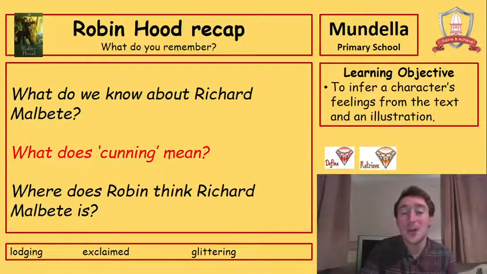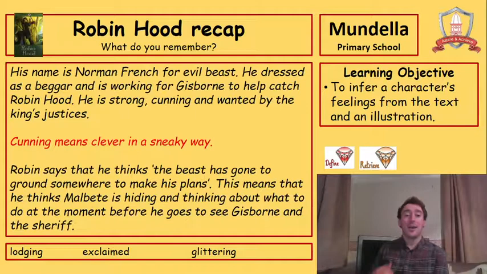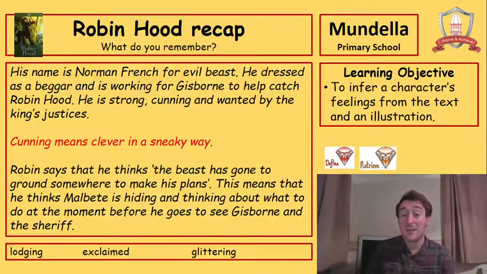And then once you've come up with an answer for each, then we'll check the answers against mine. Okay, pause the video and then unpause when you're ready to check, because we will have a check in 3, 2, 1, now. Okay, so we know that Malbeat's name is Norman French for evil beast, because Friar Tuck told us. He dressed as a beggar and is working for Gisborne to help catch Robin Hood and the merry men. He is strong, cunning, and wanted by the king's justices, so he must be a bad man.